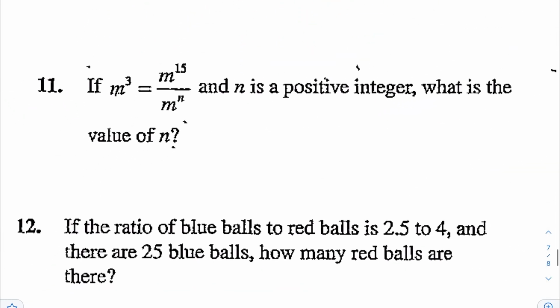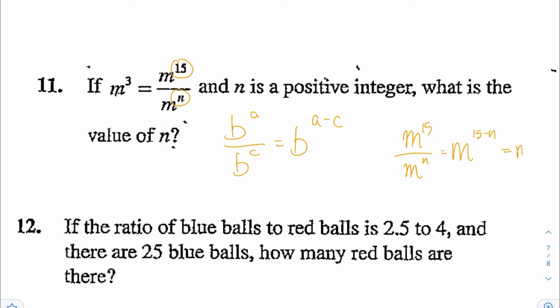the law of exponents that says that b to the a over b to the c, when you divide two exponents over the same base, you have to subtract the exponents. So you want to do m to the 15th over m to the n is equal to m to the 15 minus n. And we're told this is equal to m cubed. So the exponents here have to be equal. So that means that 15 minus n has to be equal to 3. So n has to be equal to 12. Because 15 minus 12 is equal to 3.